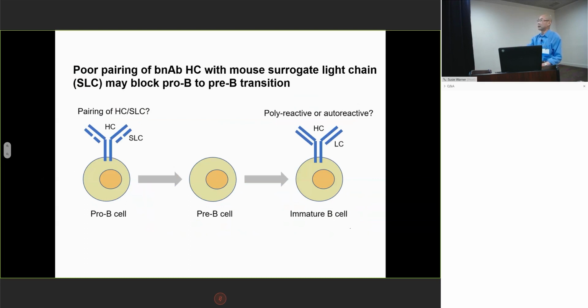One problem is that a lot of these bnAb heavy chains don't pair well with mouse surrogate light chains. During B cell maturation, you first express the heavy chain. It has to pair with surrogate light chain so that it can progress to pre-B cells, where they rearrange and express light chain. Then it becomes an immature B cell where the antibody is put on the surface. If you have a problem here, then they don't go on further.